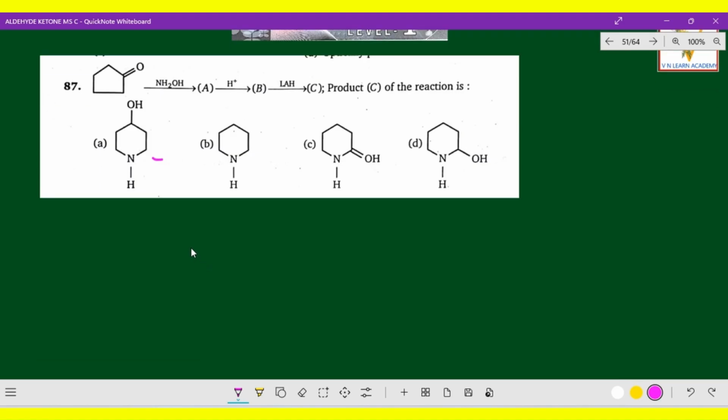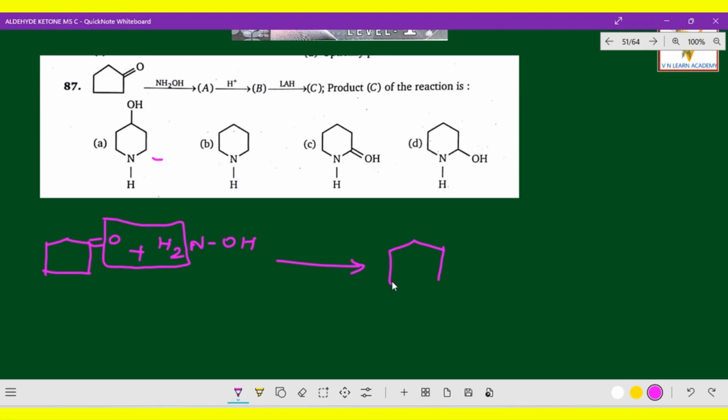Here we have pentanone, right? I just draw the structural formula of pentanone. This is pentanone with a double bond to O, combined with hydroxylamine, H2N-OH. So water molecule is released, and you will get the product oxime. I hope you've got the clarity. So oxime you'll be getting, with double bond NOH.